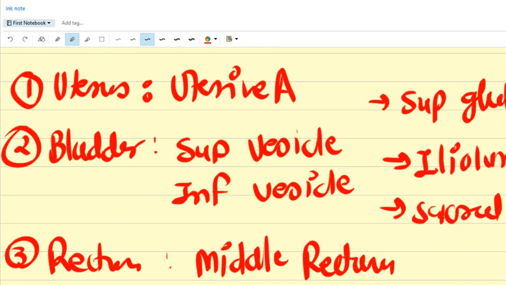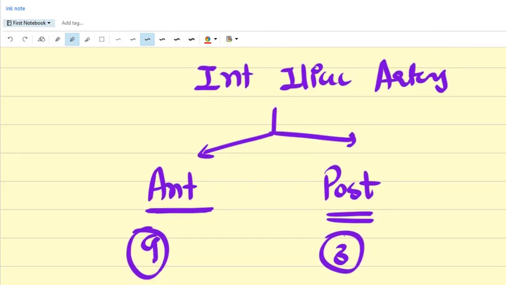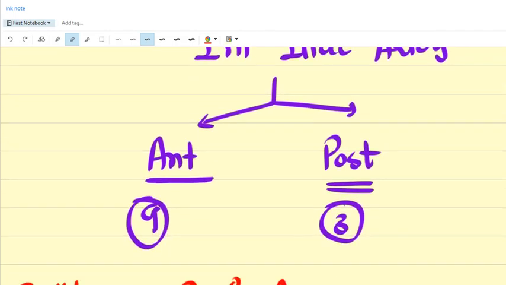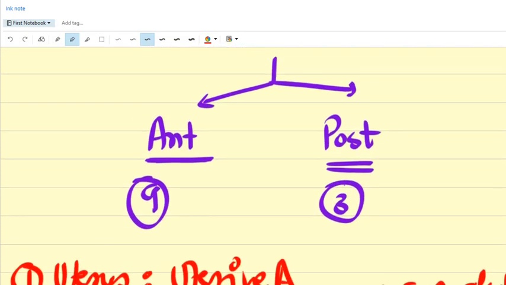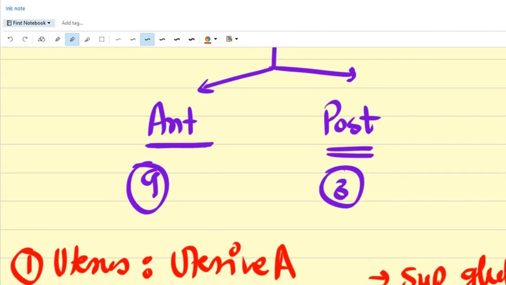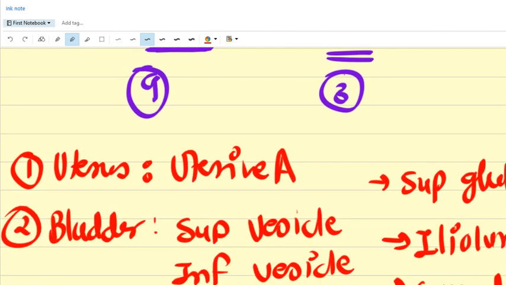So now you can remember this very simply, that internal iliac artery has anterior and posterior division. Anterior has 9 arteries, posterior has 3 arteries, and anterior supplies all the viscera along with some somatic structures, and the posterior division only supplies the somatic structures.